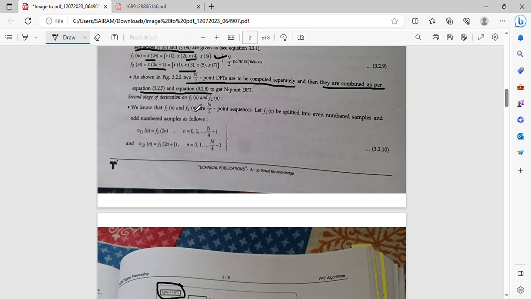And now once again we are back with f1 of n and f2 of n. There it was m. Once again we are back with f1 of n and f2 of n, right? Then next what is supposed to be done is that we know that f1 of n and f2 of n are N by 2 point sequences. Let f1 of n be split into even numbered samples and odd numbered samples as follows. So now we have divided f1 of n and f2 of n, right?